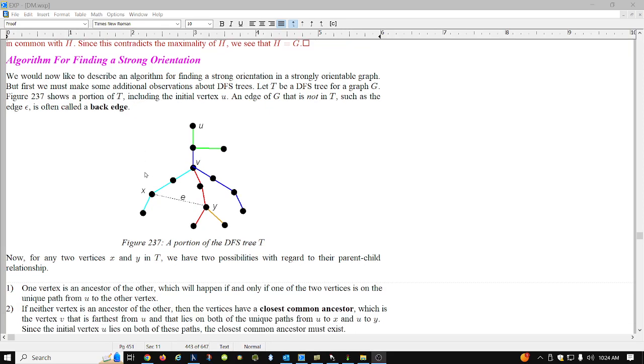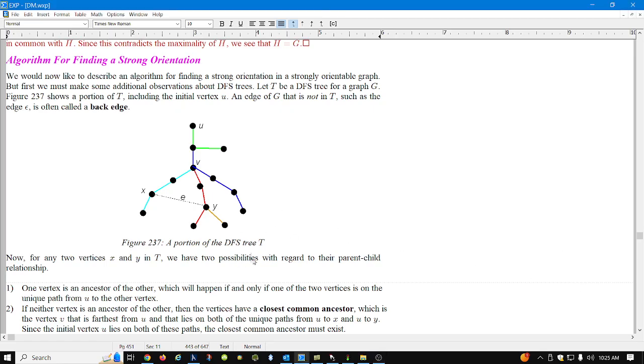One possibility is that one of the vertices is an ancestor of the other, so it lies on the unique path from U to that first vertex. That's not what's happening in this picture. But for example, if you look at this vertex here, it is an ancestor of Y. So is V. V is an ancestor of Y because the unique path from U to Y contains V.